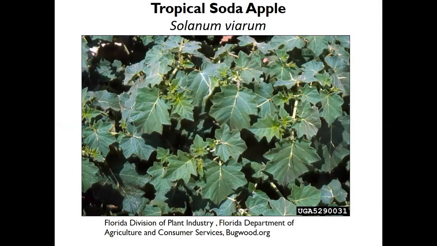Another one, you may remember last week when I talked about the horse nettle weed here in North Georgia. I mentioned it had a cousin, the tropical soda apple, which is common in parts of South Georgia. It can grow up to 6 feet tall. It has leaves and branches that have sharp spines on them. And it also produces a little tomato-like fruit that's not edible.